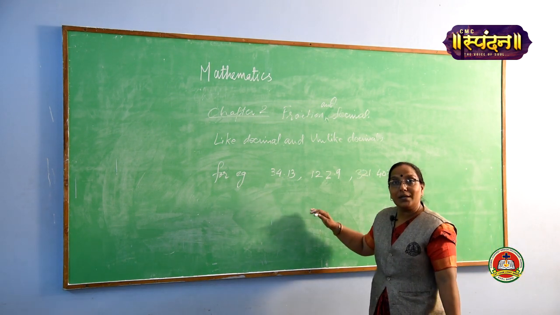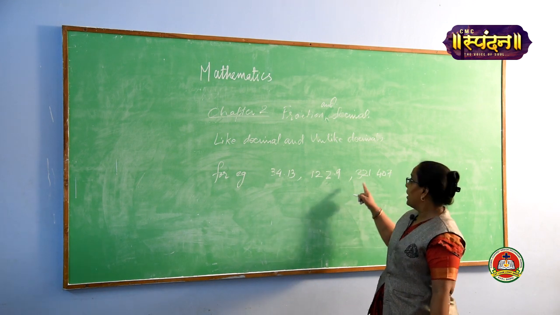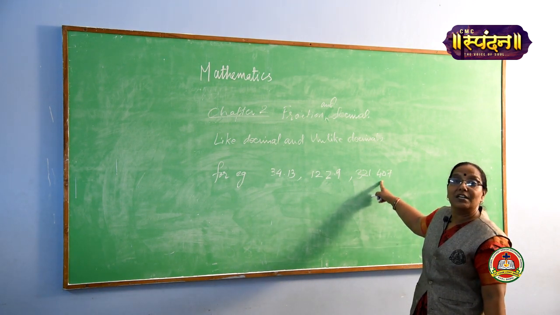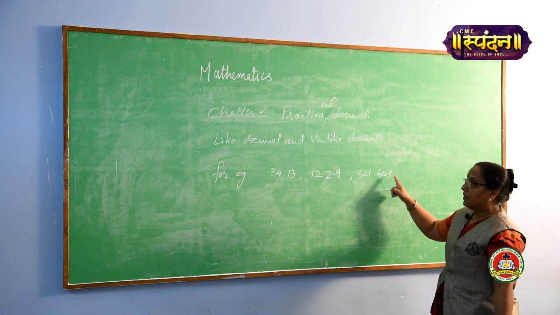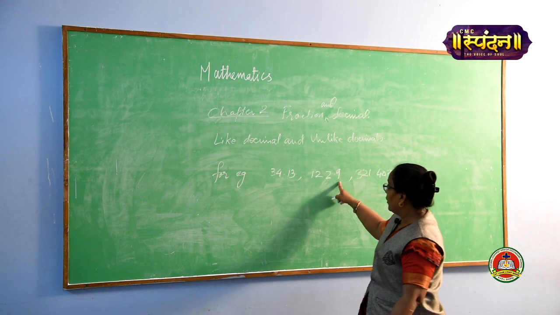And when we convert them into like decimals, you have to check the maximum number of digits after the decimal. So here we have 3. We need to make all of them 3 as well. So what are we going to write?